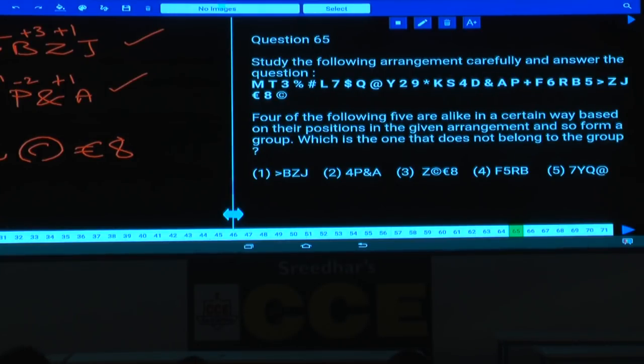Now Z and copyright. Z and copyright, tell me how many elements we are moving forward. 1, 2, 3, 4 plus 4. And copyright and pound, 1, 2 minus 2. And pound and 8 plus 1. Here plus 4 minus 2 plus 1. Here also plus 4 minus 2 plus 1. And the rest will also be plus 4 minus 2 plus 1.